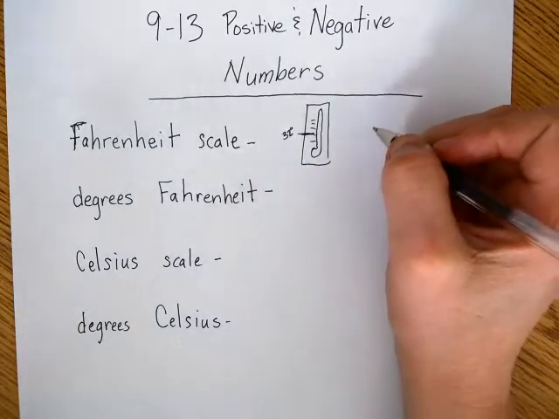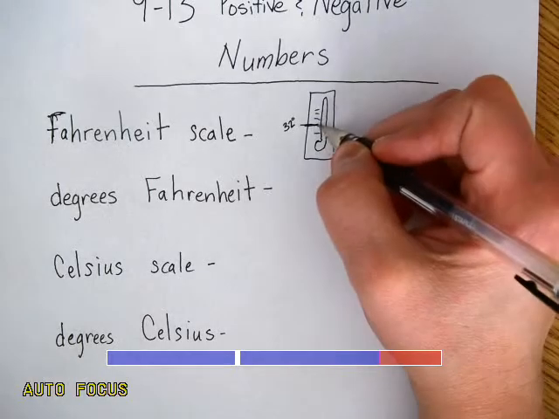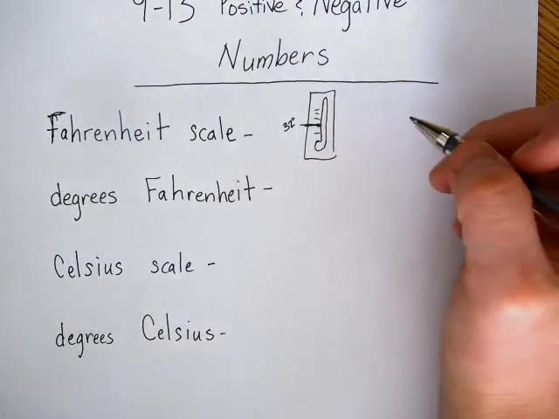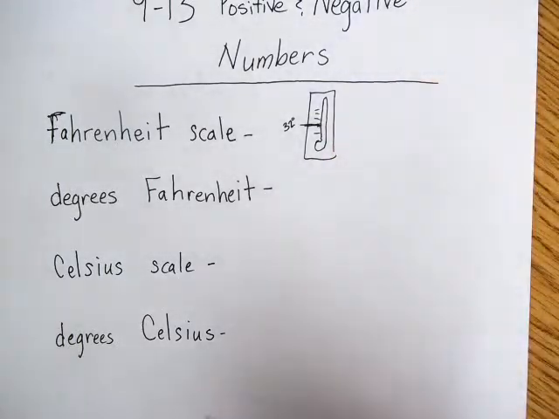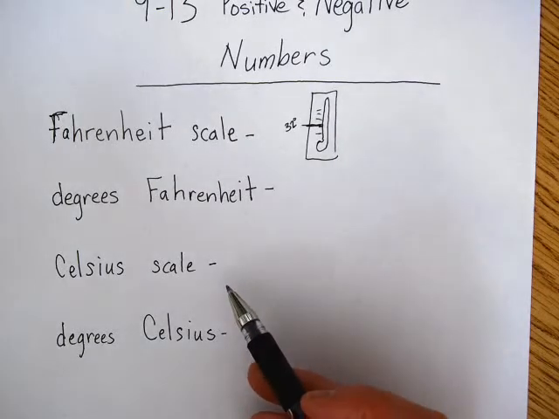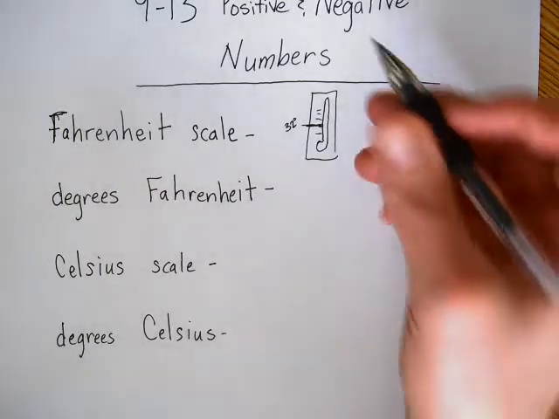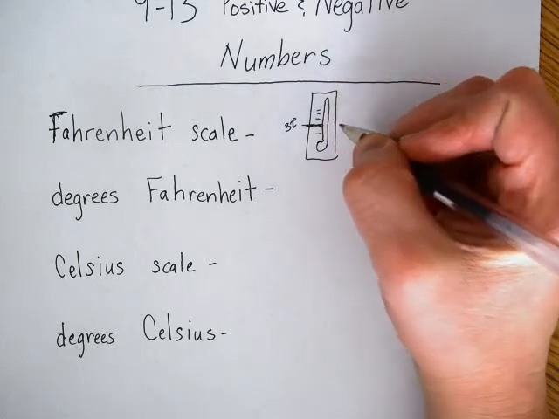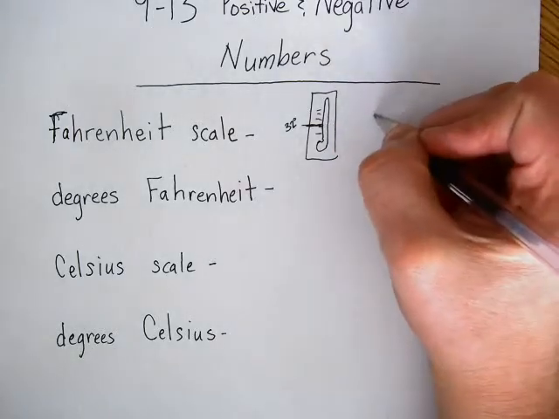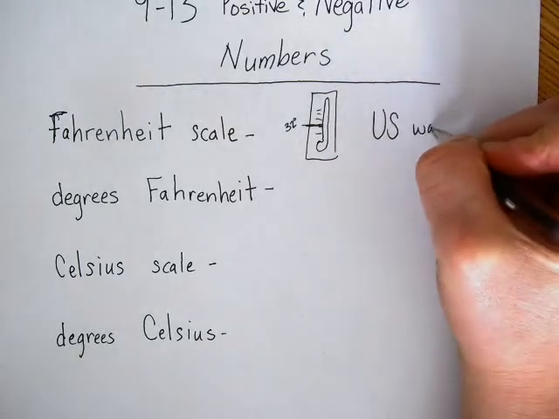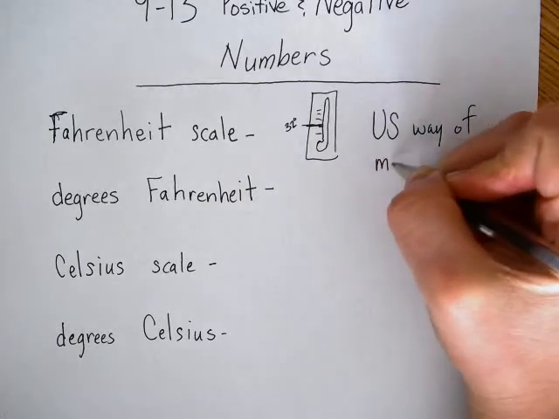Okay, it's really cold. I guess I can zoom in just a little bit. Alright, 32 degrees is really cold on the Fahrenheit scale. But if we had 32 degrees on the Celsius scale, we'd be pretty warm. So it's just good to know the differences. Kids are getting used to this. So this is a US way of measuring temperature.